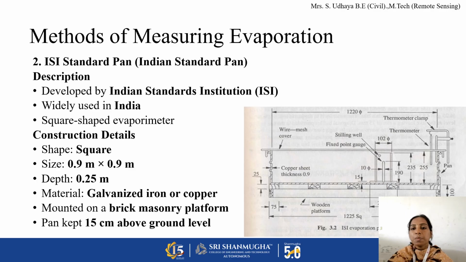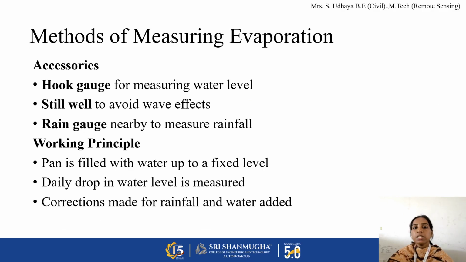It is mounted on a brick masonry platform, above which a wooden plank is again provided in order to ensure the free flowing of air. The main advantage of this pan evaporimeter is that it has some advanced accessories like a hook gauge, fixed in it in order to measure the water level, and a still well installed in order to avoid the wave effects formed in the evaporimeter. A rain gauge is also installed nearby in order to measure the rainfall, which is absent in the class A pan. These are the additional accessories installed in our Indian standard pan.